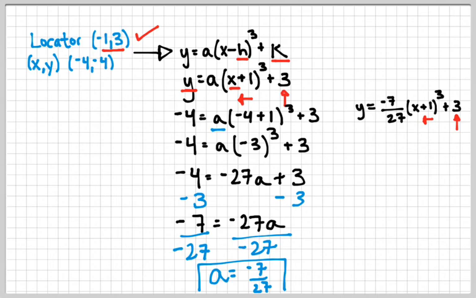We have a cubic that is, oops, actually it's positive. Excuse me, it's positive. Positive 7 over 27. Caught myself, so there you go. Make sure it's positive 7 over 27 because it's opening up.